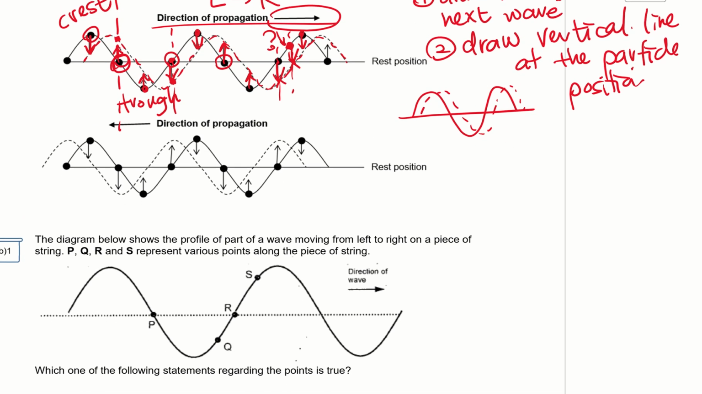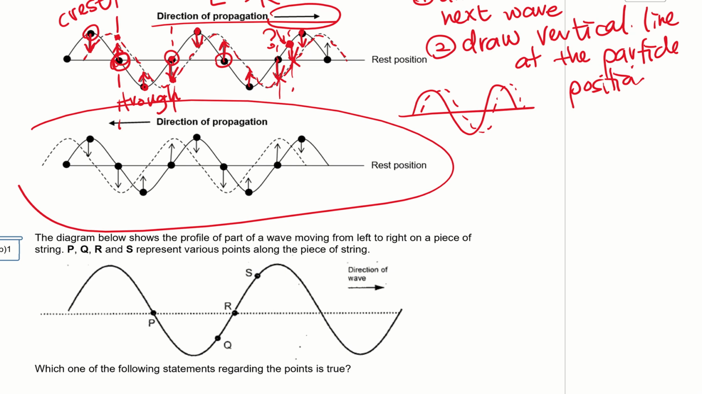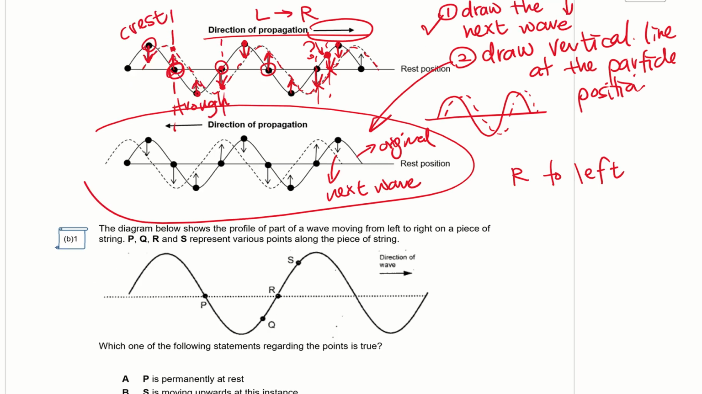Okay, so you can try for this next example, whereby we have the wave going from right to left. Right to left, and you see that the next wave is drawn to the left of the original. So this is the original. This is the next wave. So this has been drawn for you. Next, you just need to apply this. Draw the vertical line and you'll be able to determine.